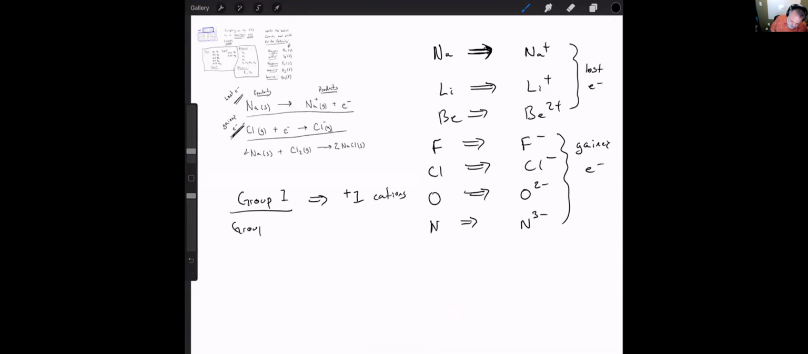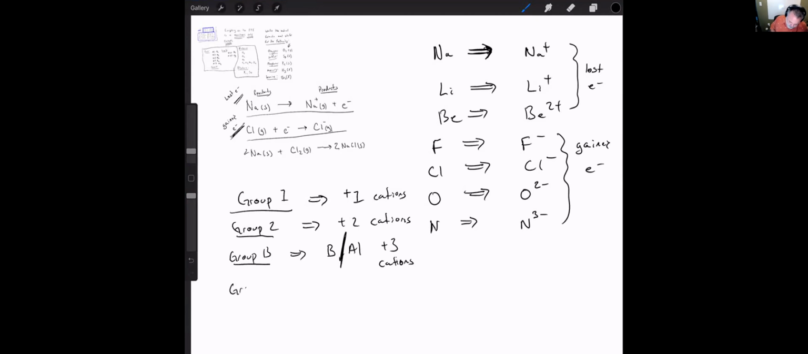Group 2 will always form +2 cations. So that's 1, 2, skip a few. We're at group 13. And what I mean by group 13, I really only mean boron. And usually we throw aluminum in the mix as well. So boron and aluminum will do +3 cations.